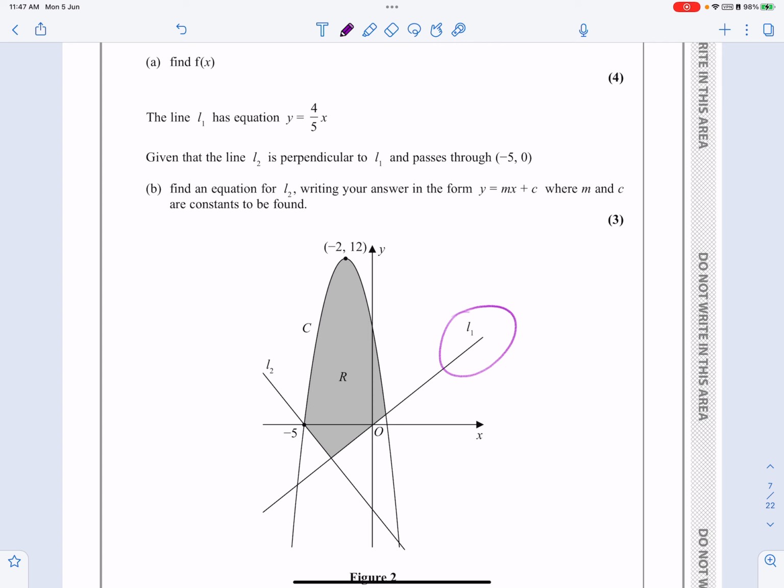Given that L1 is perpendicular to L2, okay, so we've got L1 and L2 here. Yeah, there's a right angle there. They're perpendicular to each other. I know that means something about the gradients, probably what I'm going to be using.